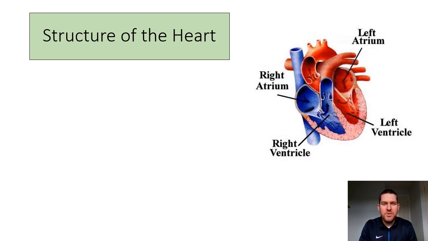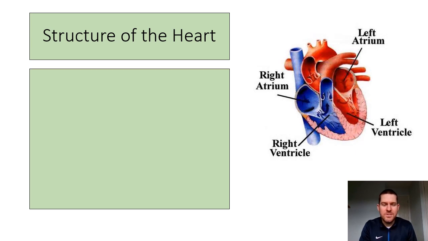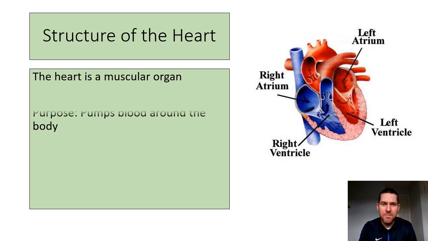Okay, so let's start by looking at the structure of the heart. So the first thing that we need to recognise is what the heart is. It's the main vital organ within our body that we need in order for us to stay alive. So the heart functions as four specific chambers that we're going to look at in a minute. But its main purpose is to pump blood around the body. So oxygenated blood to the working muscles, but also deoxygenated blood back to the lungs.